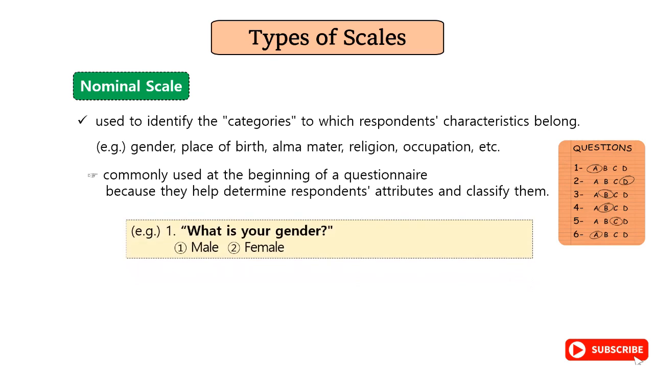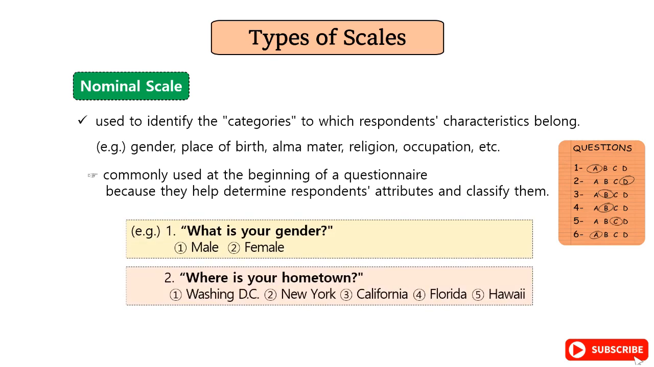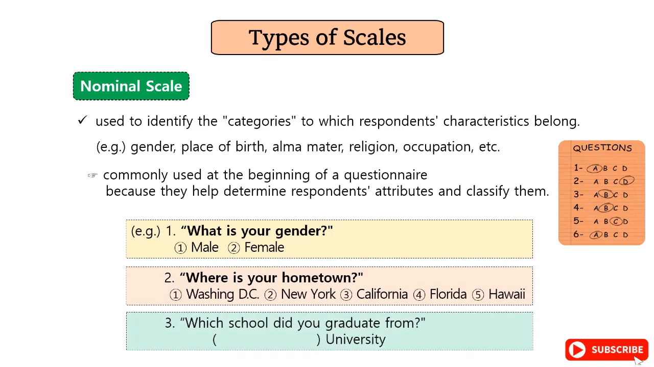For example, questions like "What is your gender?" "Where is your hometown?" and "Which school did you graduate from?" fall under the category of a nominal scale.